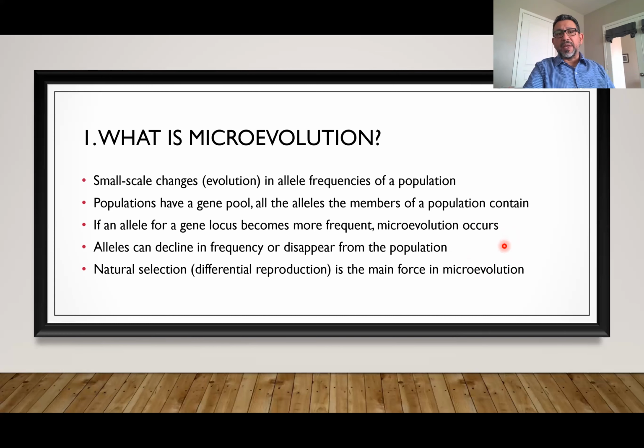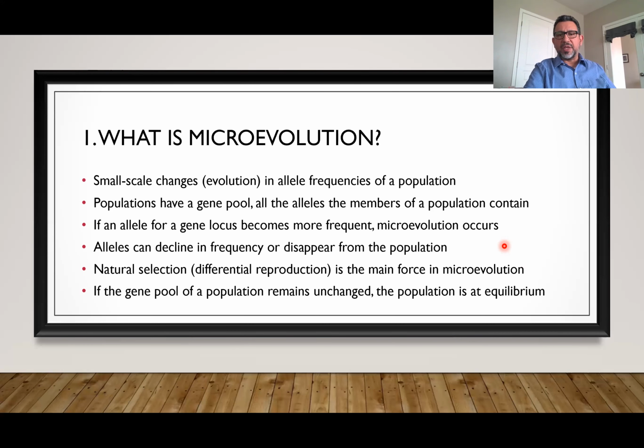In chapter 23, natural selection and its consequence, differential reproduction, are described as the main force driving the process of microevolution. So I hope you get an idea. With microevolution, we're trying to see if there are small scale changes happening in allele frequencies in the members of one population, within a population.